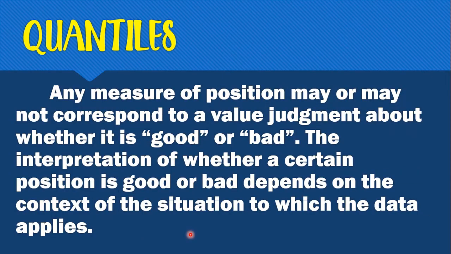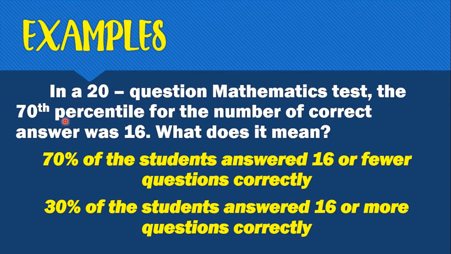Any measure of position may or may not correspond to a value judgment about whether it is good or bad. The interpretation of whether a certain position is good or bad depends on the context of the situation to which the data applies. So let's have examples.